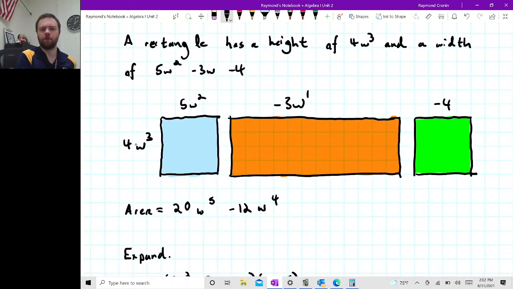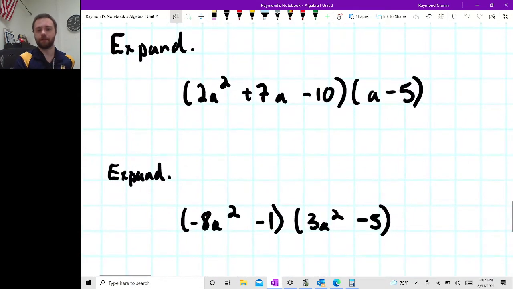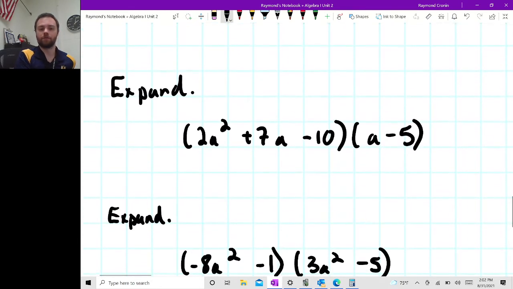All right, so you've got 4w cubed times negative 4, which is going to give me negative 16w cubed. And that's all you do. You just multiply and you add the powers. And if you can do that, you should be good. And then you'll get stuff like this, where you'll have to use the distributive property more than once. So it says to expand. When it says expand, that means to multiply it out and see what you get. So on this one, you're not multiplying by a monomial, you're multiplying a binomial times a trinomial.